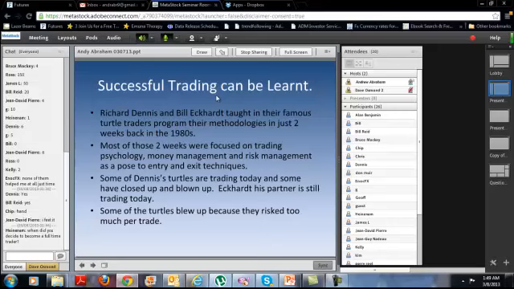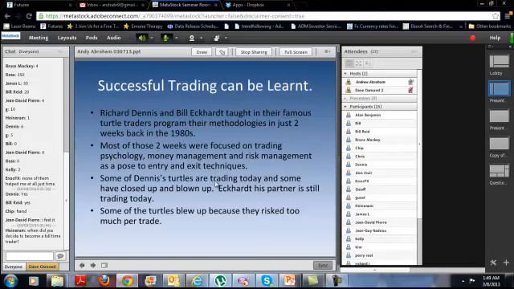Successful trading can be learned. Let's face it. I was talking about the turtles, Richard Dennis and Bill Eckhardt. Bill Eckhardt's still trading. Richard Dennis, his partner, blew up twice. But the fact is, they taught the turtles, and actually, I've invested with many of the turtles. They were given a 2-week course, and in that course they were taught a breakout methodology, basically. Pretty simple stuff. But more of it was spent on the psychology, the money management, and the risk management, as opposed to the entries and the exits again.